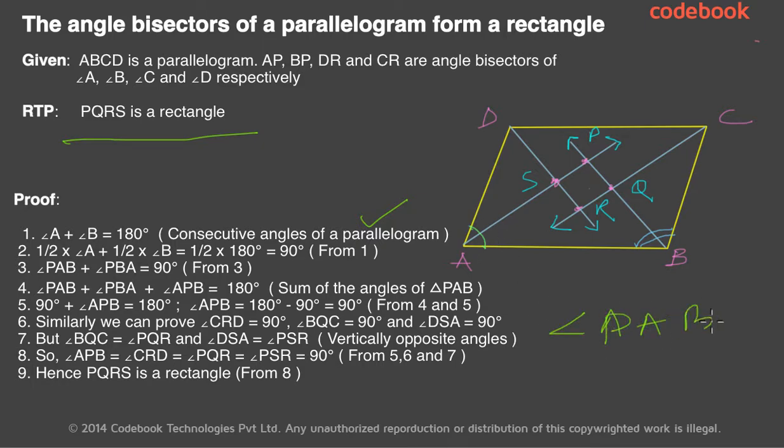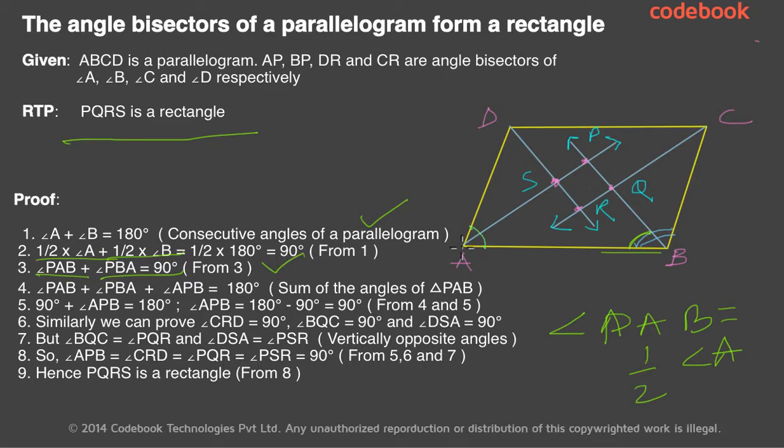So angle PAB is equal to half of angle A. So here we have replaced half of angle A with angle PAB, right? So these two are equal. Similarly, half of angle B is nothing but angle PBA. So that is half of angle B. So angle PAB plus angle PBA equal to 90 degrees.